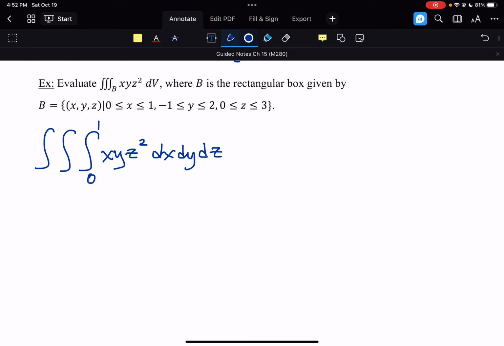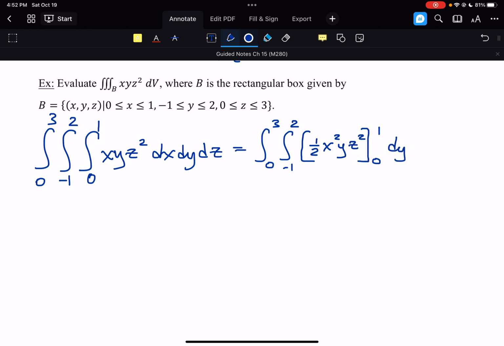So x goes 0 to 1, y goes -1 to 2, z goes from 0 to 3. And in terms of the evaluation, we just go one integral at a time. So we evaluate the innermost integral with respect to x. So that's 1/2 x squared yz squared, evaluated from 0 to 1. And dy dz is still out there.